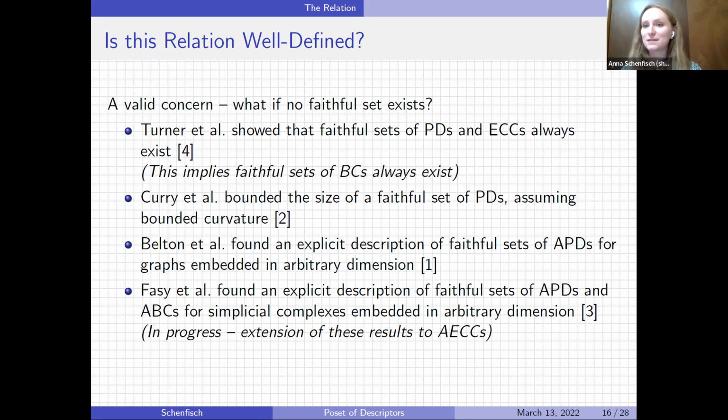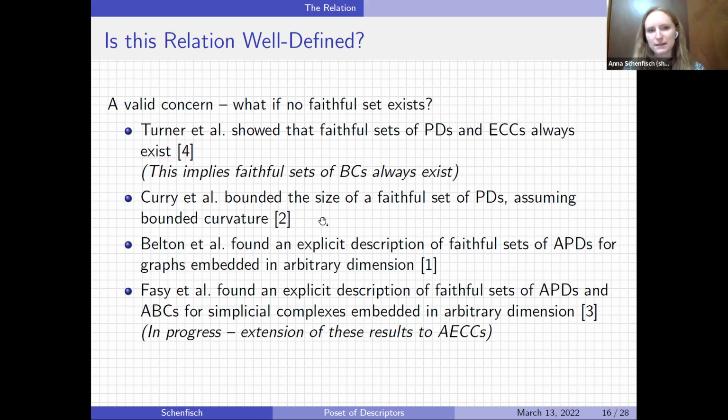Tatum was talking about the persistent homology transform, and I've left that word off of the slide so I didn't have to define it, but that's exactly what's at the heart of most of these results, right? So in this first paper, Turner et al., they showed that if we take the uncountable collection of persistence diagrams from the entire sphere of directions, that forms a faithful set, okay? So there's at least an infinite faithful set.